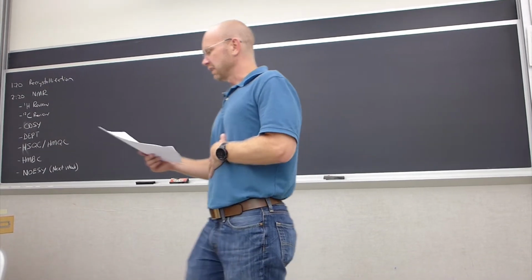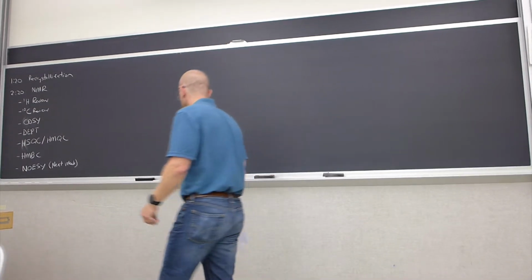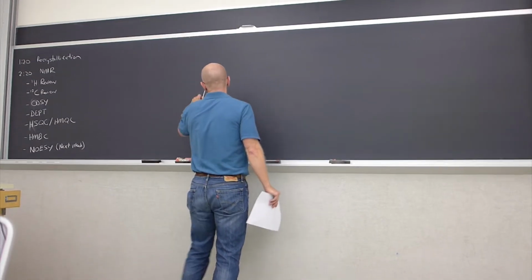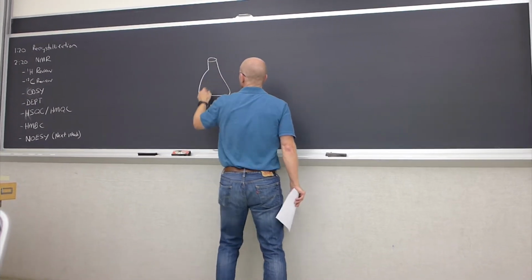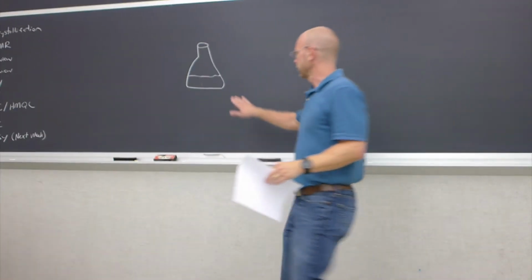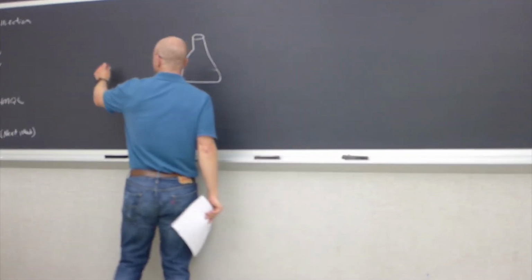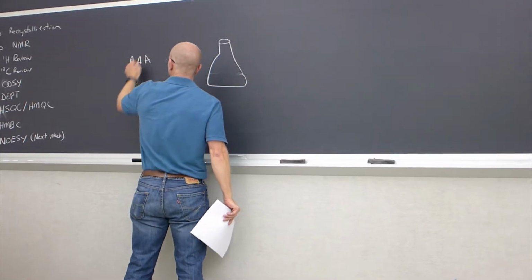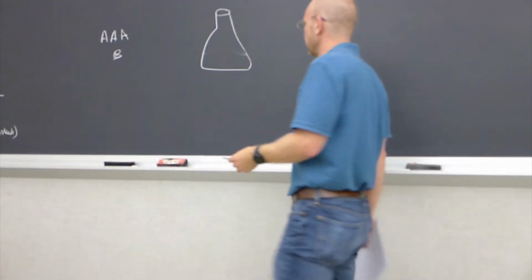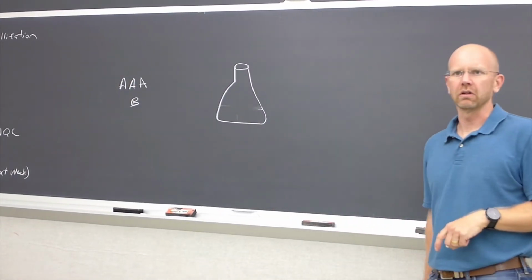So let's talk a little bit about the theory of recrystallization. In recrystallization, you start with a crude material. Let's say we're doing a reaction where we generate a molecule A, and it has some impurity B in it. These are just generalities. Initially, we pile up the crude material into an Erlenmeyer flask.